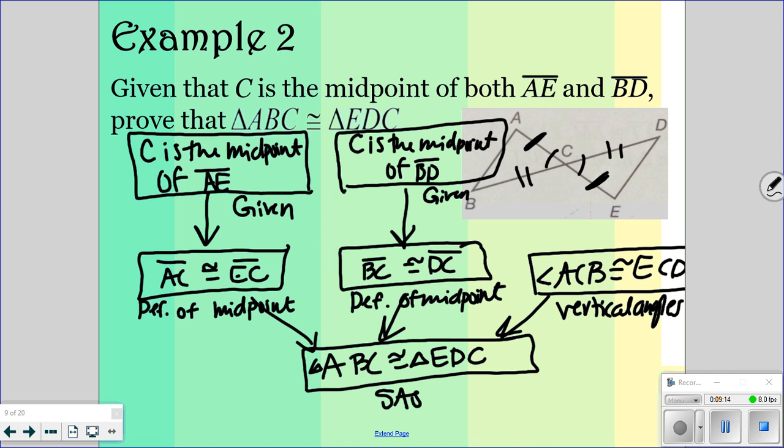So some people like a flowchart proof better than a 2-column proof. Some people hate flowchart proofs. You do need to be familiar with them because they will show up throughout the year. Not quite as often as 2-column proofs, but they do show up, so you need to understand how they work.